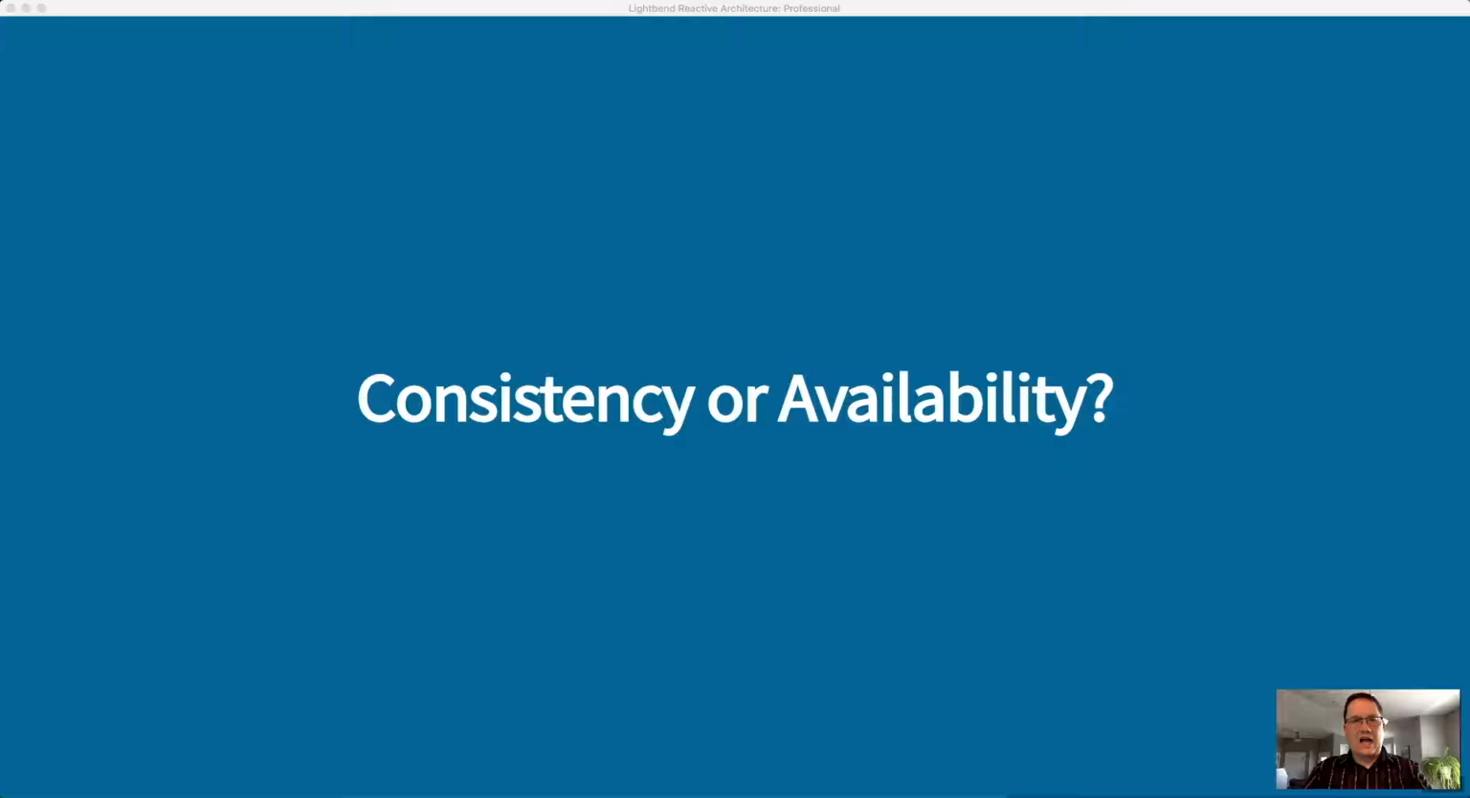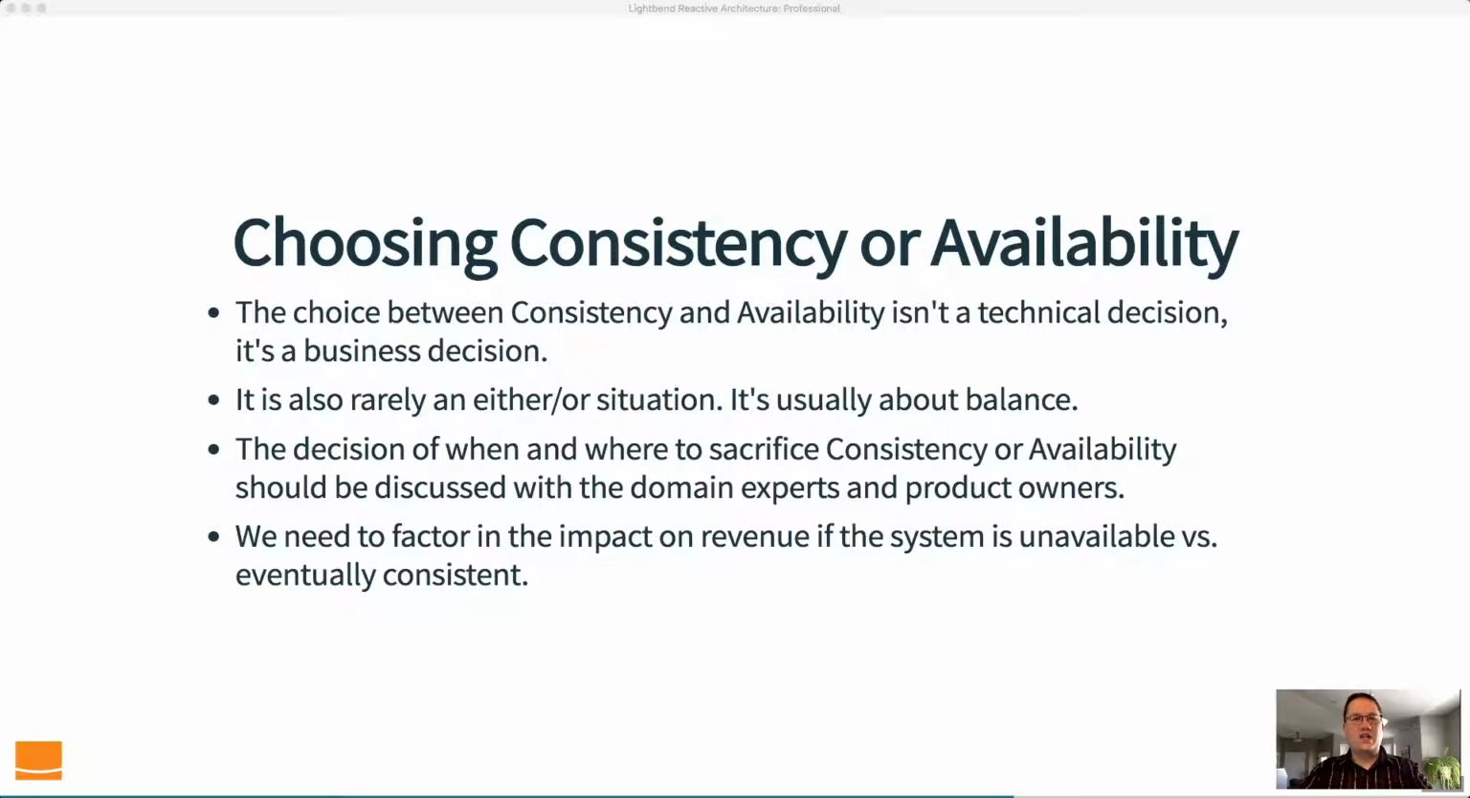So the question is, how do we decide whether we aim for consistency or whether we aim for availability? Which one is more important? Now, the choice between consistency and availability isn't really a technical decision. It's actually a business decision. This is a decision that should be made at the business level rather than necessarily by the developers.